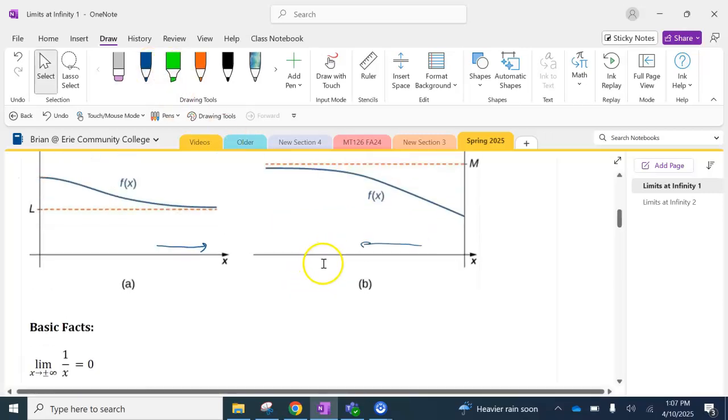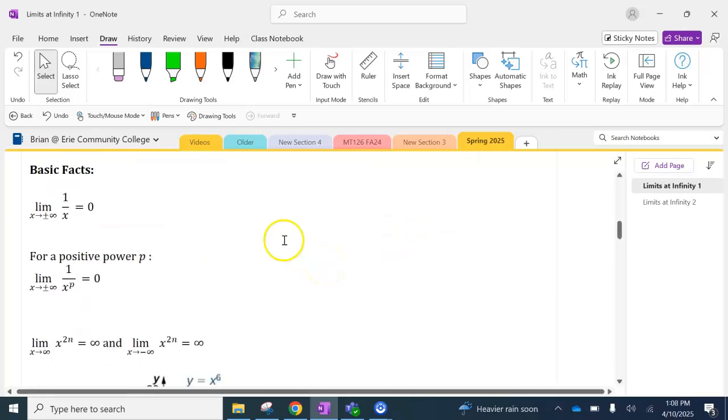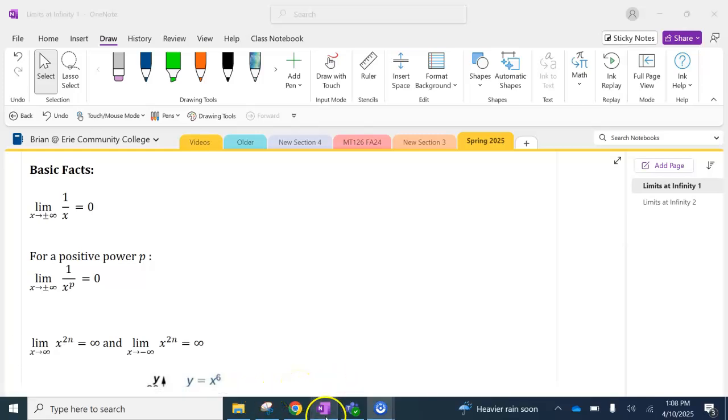We're going to look at a couple basic facts to start us off. One, the limit as you go to positive or negative infinity of 1 over x is 0. Similar for any positive power, 1 over that power will go to 0. Let's quickly look at that graphically.